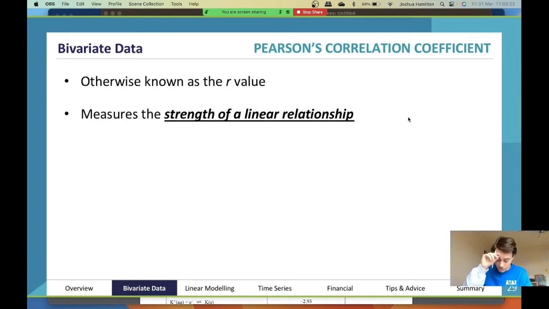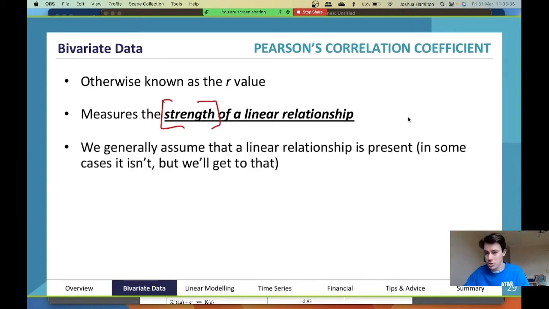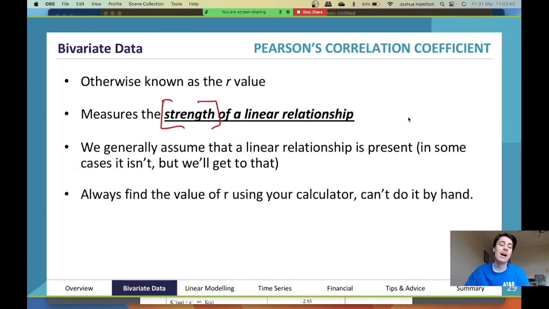So first of all, let's talk about our R value. Our R value is our Pearson's correlation coefficient. It measures the strength. So step 1 measures strength. Strength of a linear relationship. We generally assume everything is linear. There are some cases it isn't. We'll get to that, so don't worry. And we always find the value of R using a calculator because the formula for R is atrocious and we're never going to touch it. So please don't worry about the formula for R.